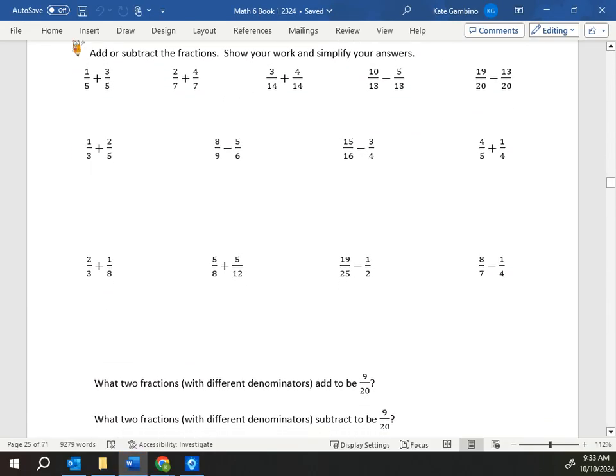So let's practice together. Add or subtract the fractions. Very important, show your work. And what's our final step with fractions? Simplify, simplify, simplify those fractions. Always check your final answer. Can I divide it down any lower?